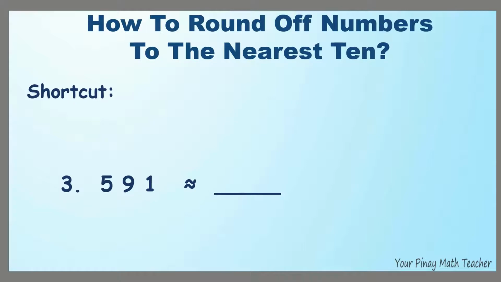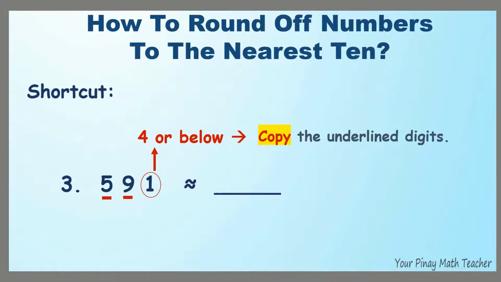Number 3, 591. The tens digit is 9. We also have to underline the digit to its left, 5. Look at the digit to the right of 9, it's 1. If it is 4 or below, copy the underlined digits. So we have to copy 59 or 5 and 9 and make digit 1 0. So 591 is rounded off to 590.